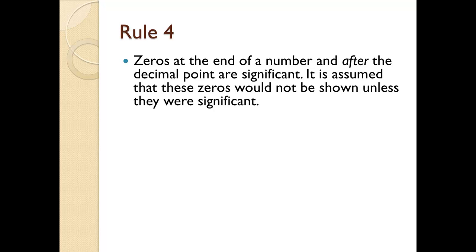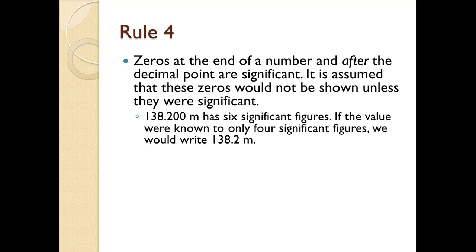The fourth rule: zeros at the end of a number and after the decimal point, they are indeed considered to be significant. So it's assumed that we won't show these unless they were important. In this example, I have 138.200. The zeros at the end of a number and after the decimal point are considered significant, so therefore this number has 6 significant figures. If the value were known to only have 4, then I would represent it as 138.2.